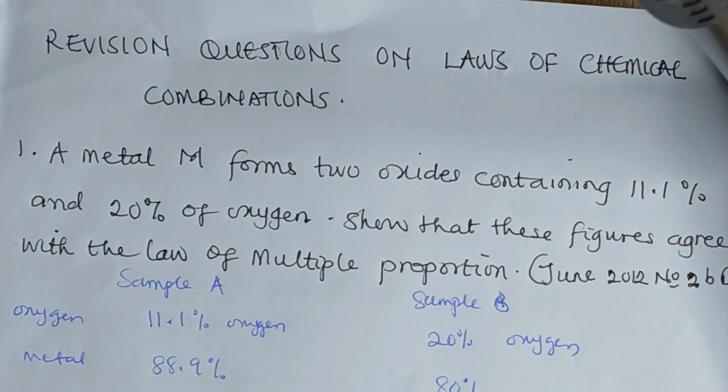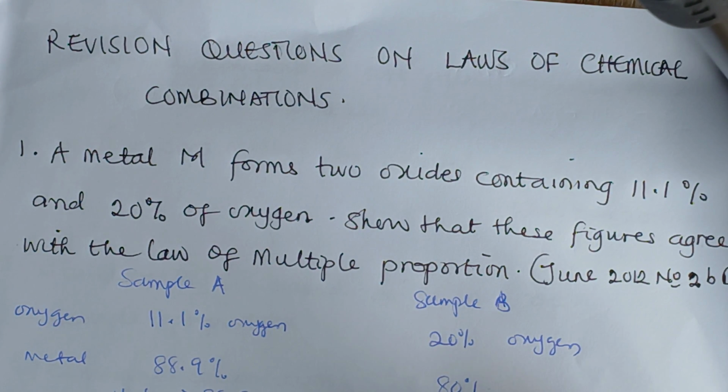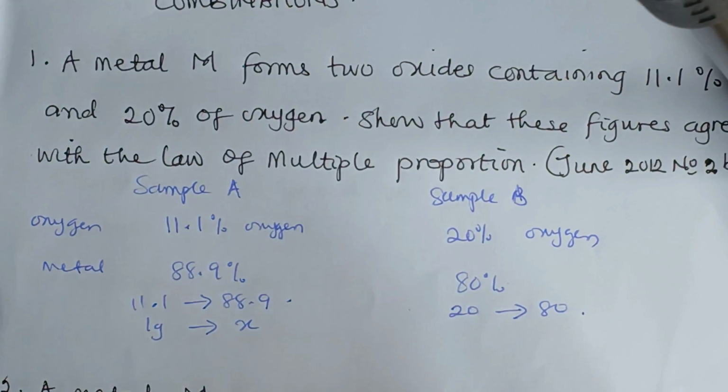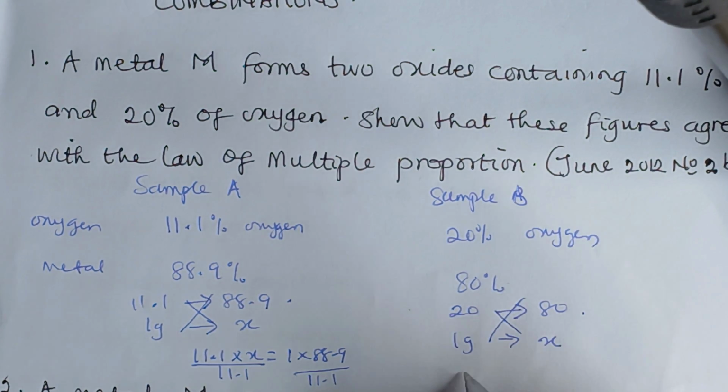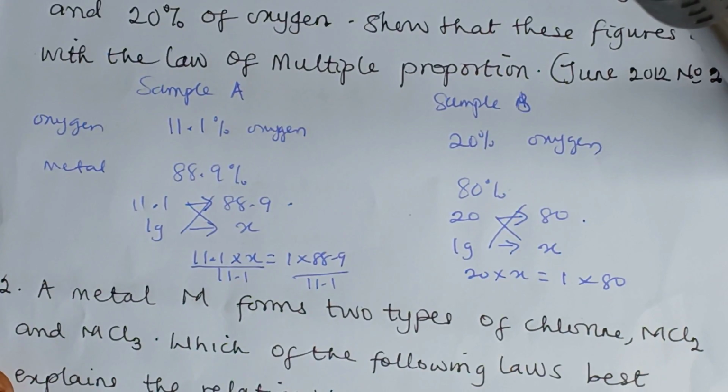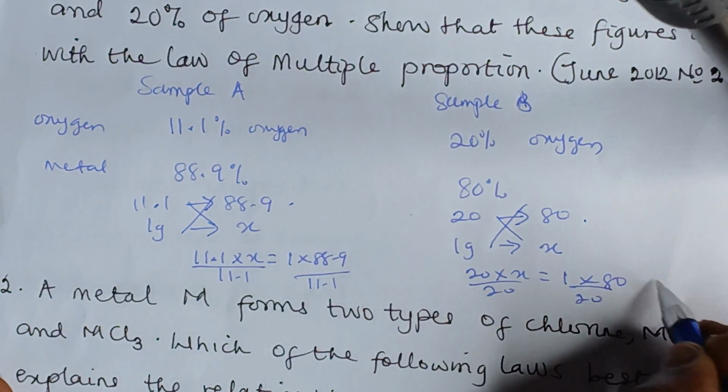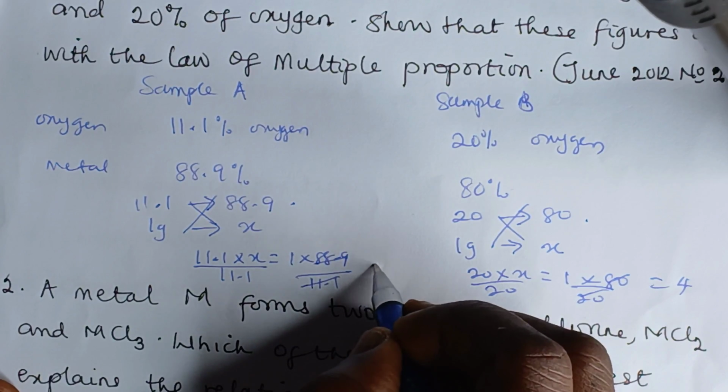So how do we get the proportion? Now, if 11.1 of oxygen combined with 88.9 of metal, 1 gram of oxygen will combine with what? The same thing here. If 20% of oxygen combine with 80 of metal, 1 gram of oxygen will combine with what? Cross multiplying this, we have 11.1 multiplied by x equals 1 multiplied by 88.9. Dividing both sides by 11.1. And here too, 20 multiplied by x equals 1 multiplied by 80. So dividing both sides by 20, we have 4 here, and we have 8 gram here.